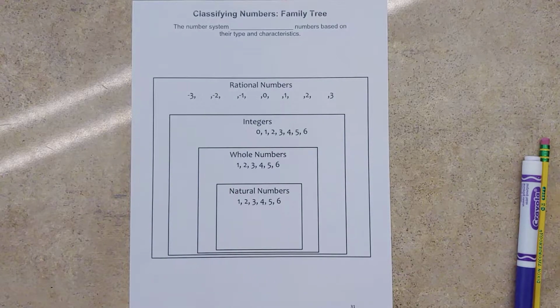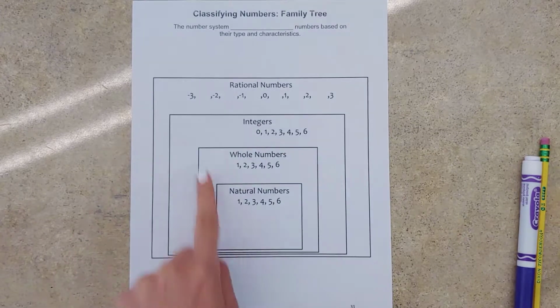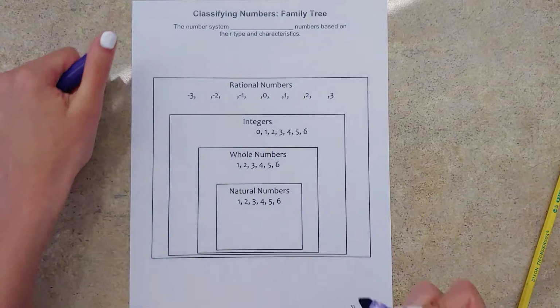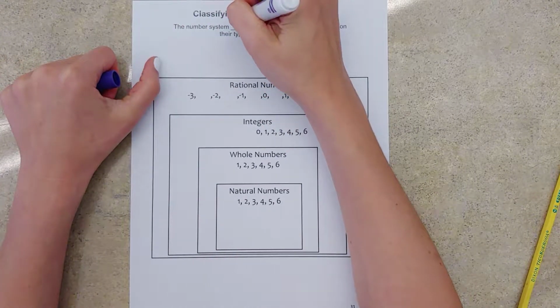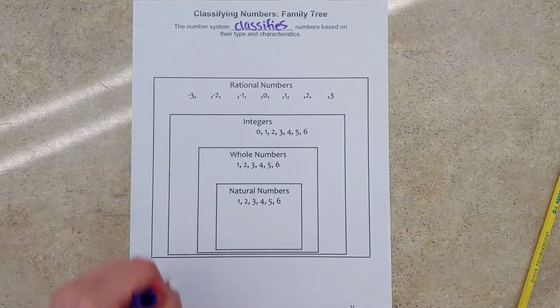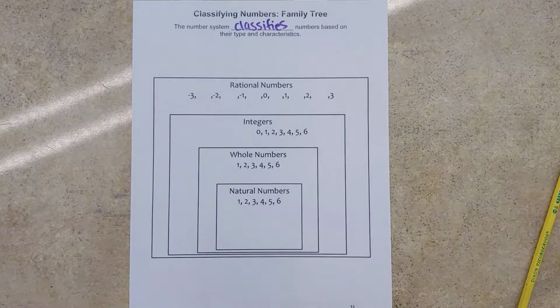Right, the last little bit to our integer unit is classifying numbers, or our family tree. So the number system that we're going to be working with classifies numbers based on their type and characteristics. We're going to jot down some examples and some things to help you remember the differences between the two. But essentially, we're talking about a family tree.